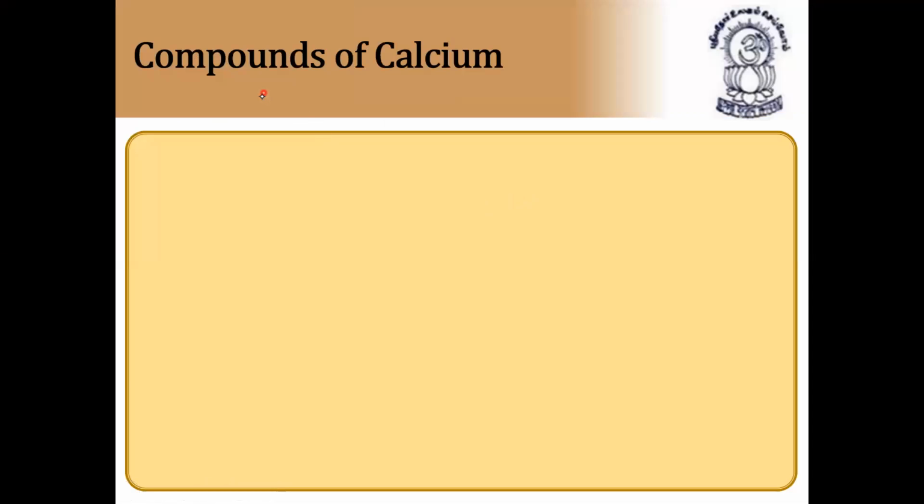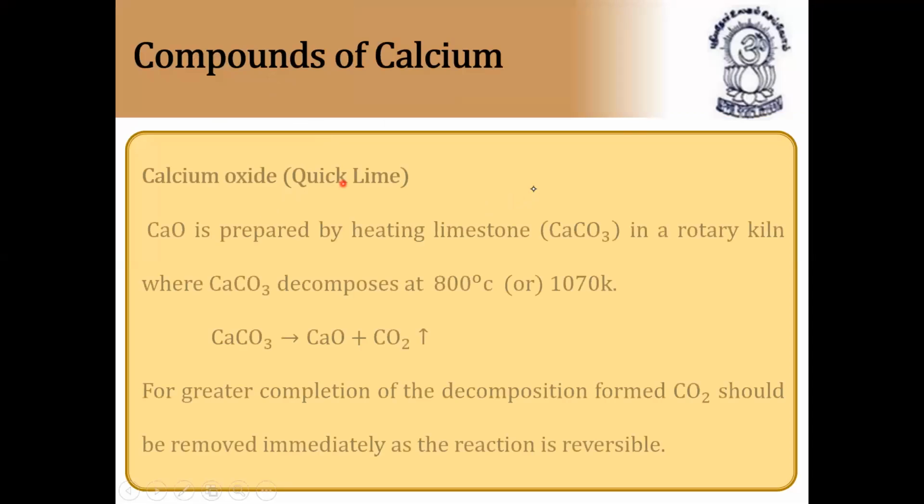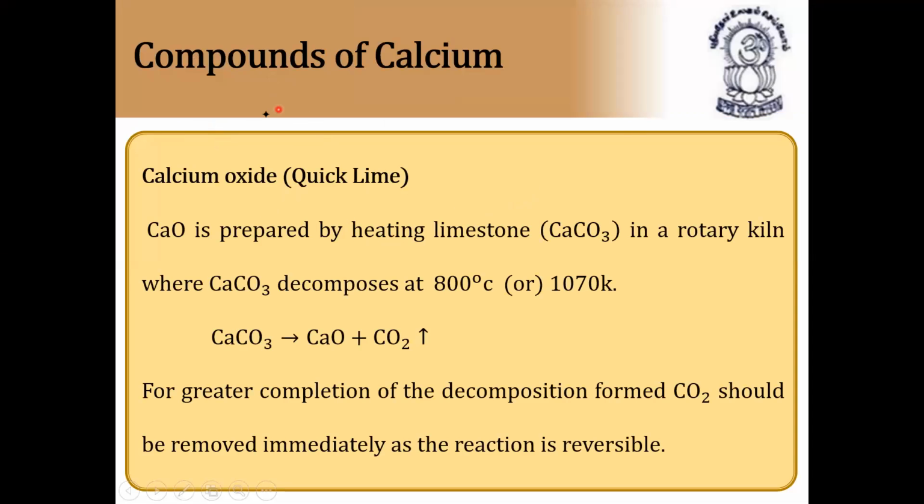Compounds of calcium. The next point in the chapter is compounds of calcium. First compound is calcium oxide, also called quicklime. Calcium oxide is prepared by heating limestone, that is calcium carbonate, in a rotary kiln, when calcium carbonate decomposes at 800 degrees C or 1070 kelvins. Calcium carbonate on heating strongly forms calcium oxide along with carbon dioxide gas. For greater completion of the decomposition, the formed carbon dioxide should be removed immediately, as the reaction is reversible.